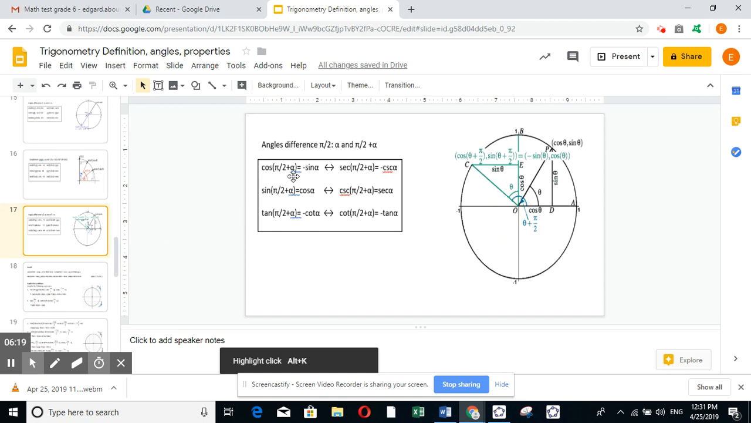Or if we have pi over 2 plus alpha, nothing will change. Cosine will be sine, sine will be cosine, tangent will be cotangent, secant will be cosecant, cosecant secant, and cotangent tangent. But what differs? If you take cosine of pi over 2 plus alpha, cosine here, as you all know, is negative, so it will be minus sine alpha. Sine of pi over 2 plus alpha: sine here is positive, so it will be cosine, because we have pi over 2. Tangent will be minus, because plus over minus is minus. Secant will be minus cosecant, cosecant secant, and cotangent tangent.